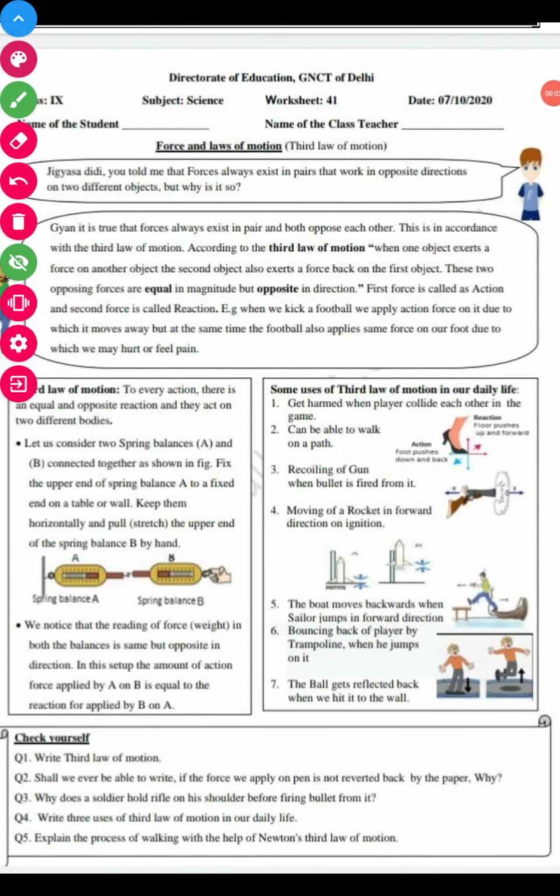Good morning, students. Once again, we are here to discuss RDOE worksheet 41 from your chapter Force and Laws of Motion. And today we will discuss the third law of motion.